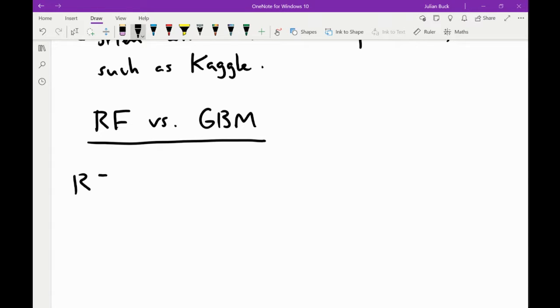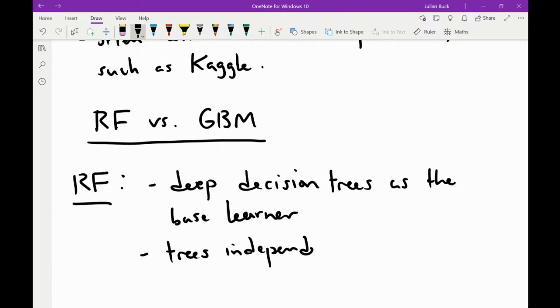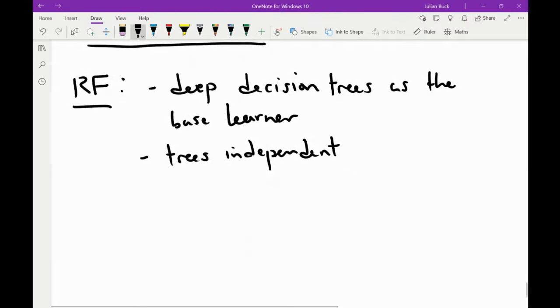Okay, so what's kind of a summary of how random forest works? Here, what are we doing? We're looking at deep decision trees as the base learner. The trees are independent of each other in how they're grown, right? And as a result, they can be trained in parallel.